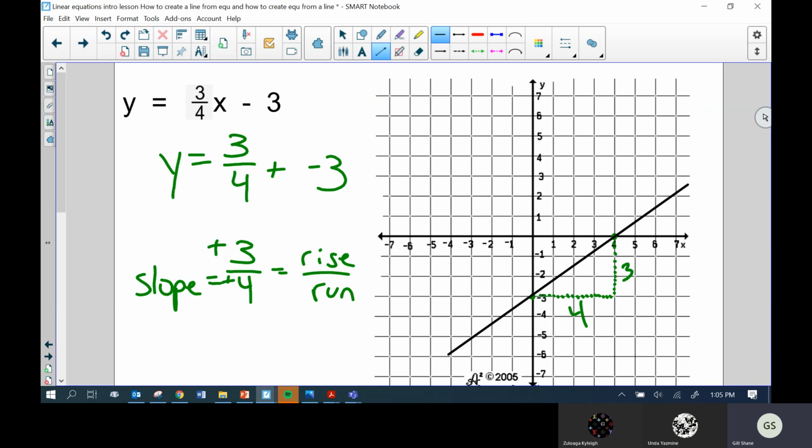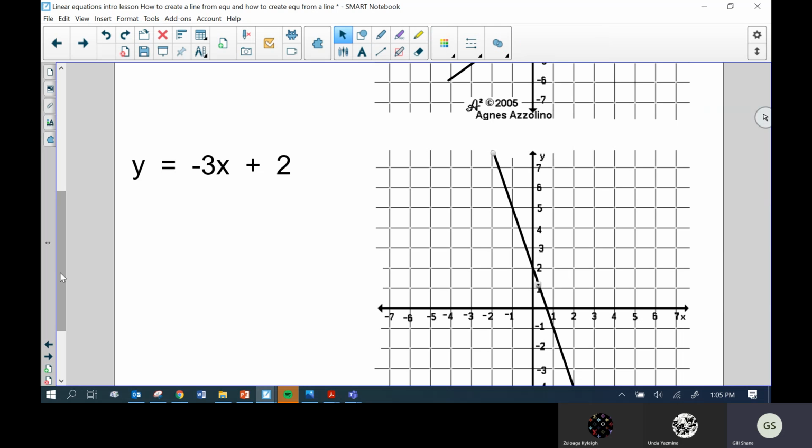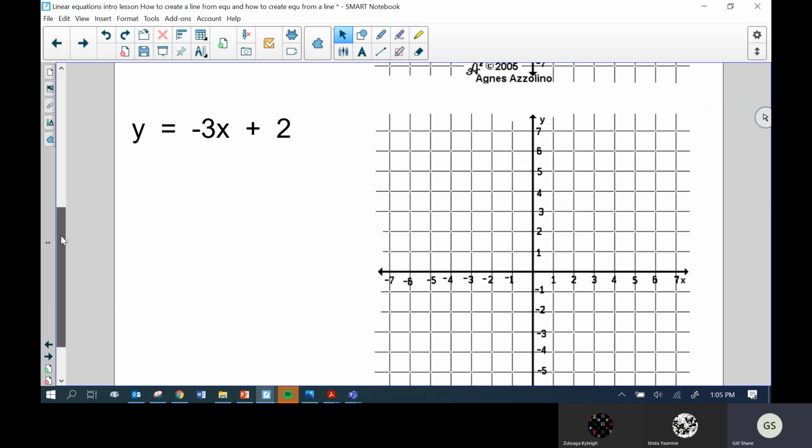I'm going to do one more, and then you're going to do the first couple probably on your worksheet, maybe just the first one because I have to show you one more thing. So again, what's my first step?